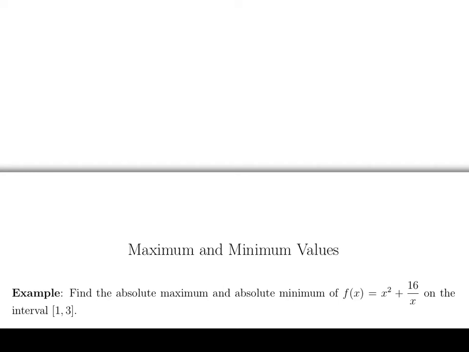Hello, calculus fans. Okay, so let's try a problem where we're actually going to find absolute maximum and absolute minimum values. The function that we're going to use is f of x equals x squared plus 16 over x, and we're going to do this on the interval from 1 to 3. So anytime we want to look for absolute maximum and absolute minimum values, we want to use the closed interval method.